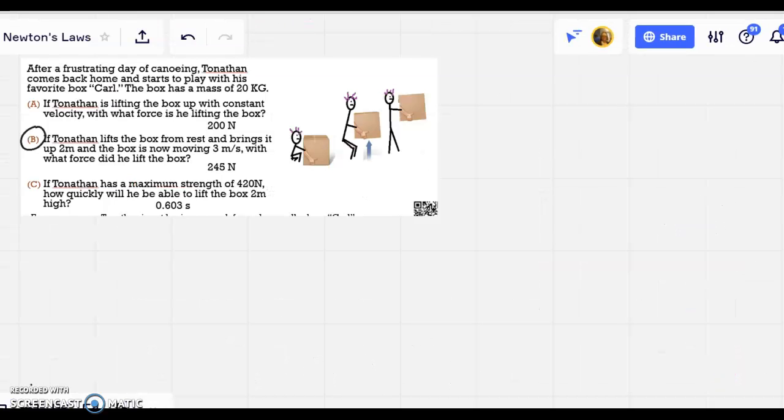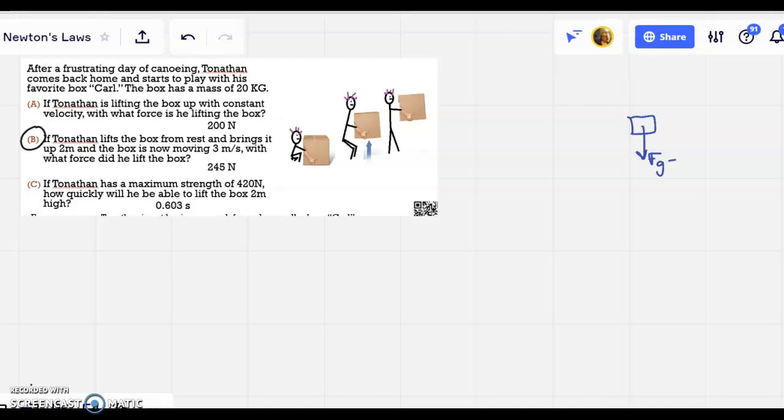look at this example. It's example number 9. So you can see the answers already there, but just ignore them. So after a frustrating day of canoeing, he's going to play with his box Carl, and the mass is 20 kilograms. And it says if he's lifting the box up with a constant velocity, with what force is he lifting the box? So let's look at what's going on. He's got a box, and he's going to lift it. Well, what do you have to overcome in order to lift it? To lift something, you have to overcome the force of gravity. So the force of gravity acts downward, and that is the weight.